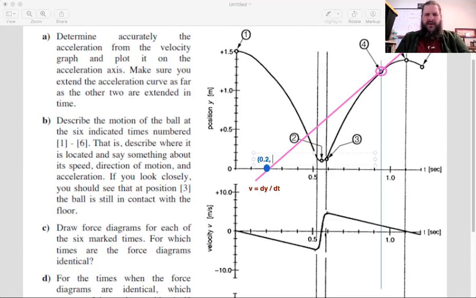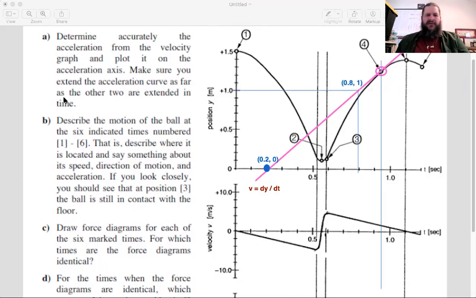So 0.2, 0. Excuse me. And then maybe, would this work? That's pretty close, right? Maybe not exact, but if we're just rounding it off, that looks like about 0.8 and 1 meter. So this data point would be 0.8, 1.